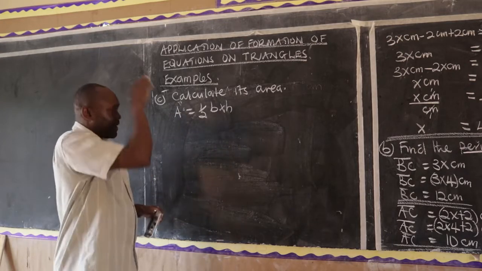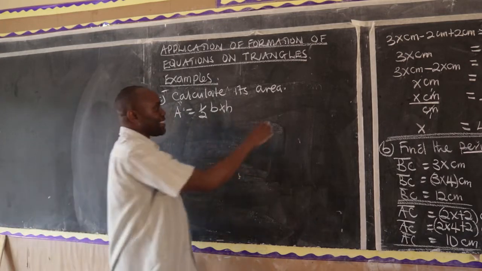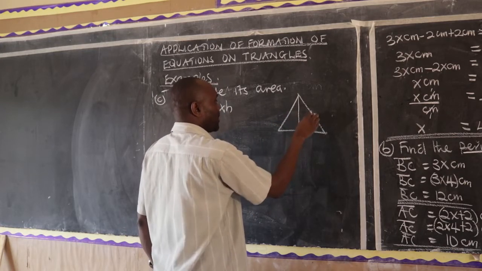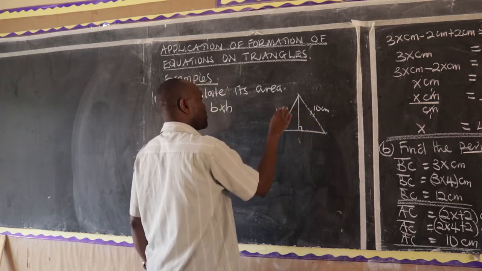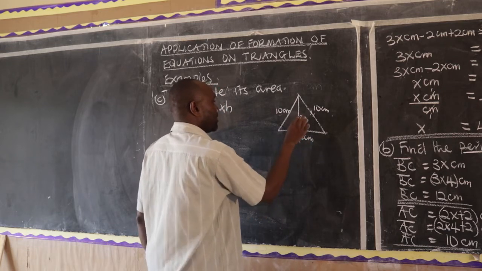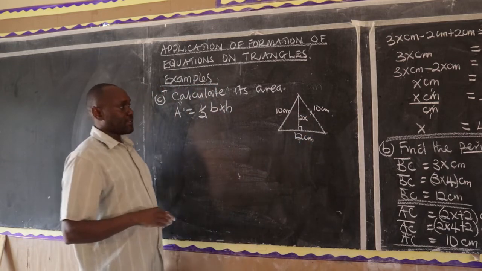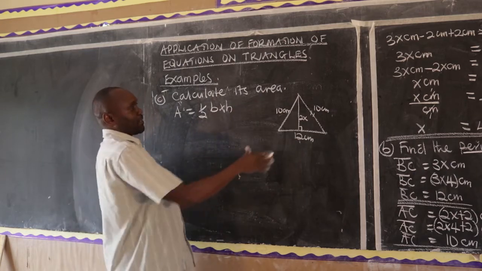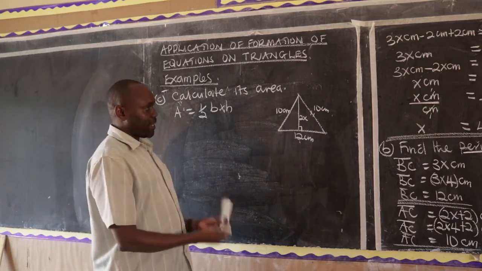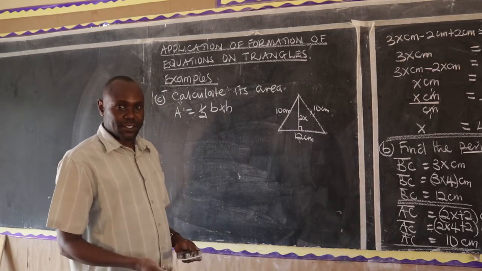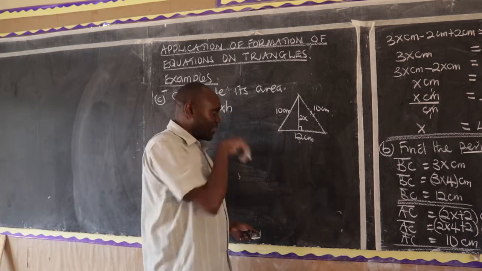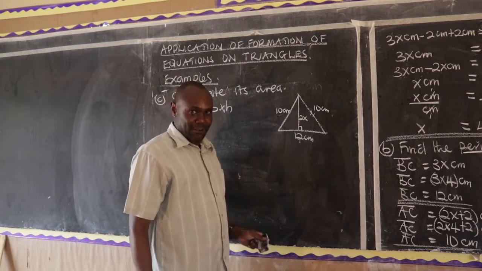Very good. Now, I have a challenge here. This is our triangle I wrapped. We got here to be 10. We got here also to be 10. And then here we got to be 12. Then here was 2x centimeters. So, sometimes candidates fail to know which one is the height, which one is the base, which one is the hypotenuse.